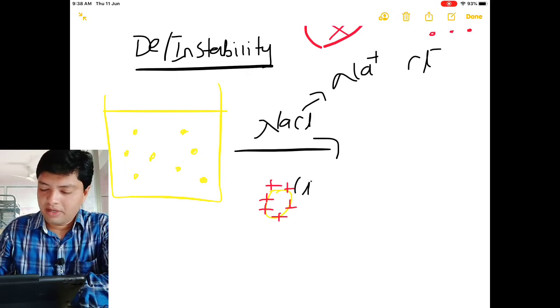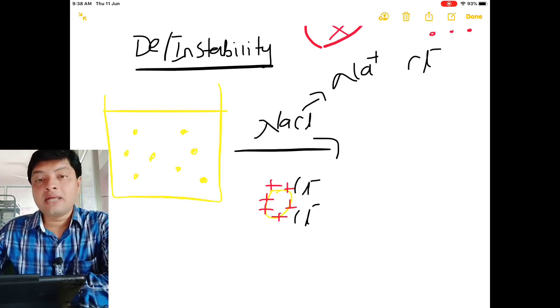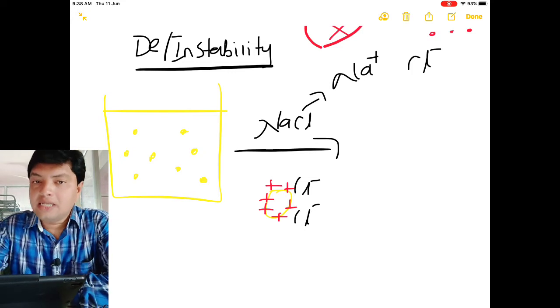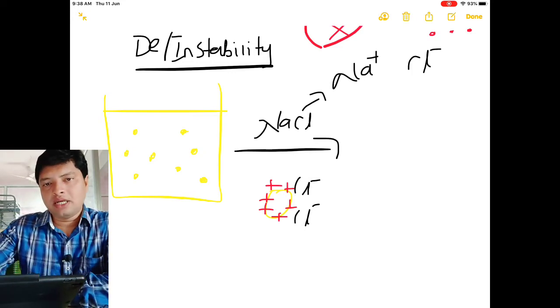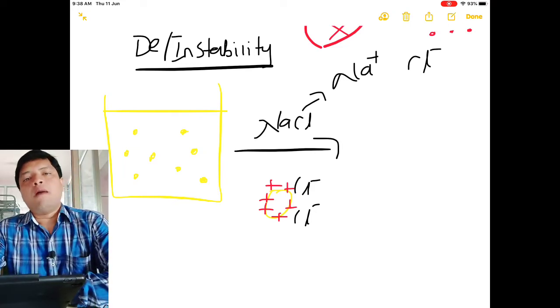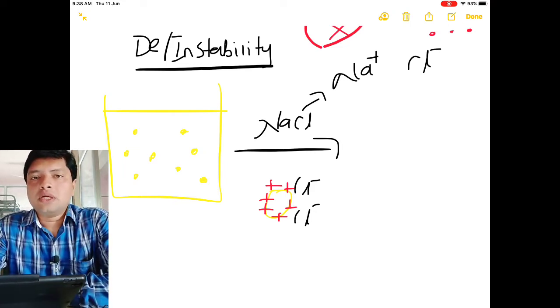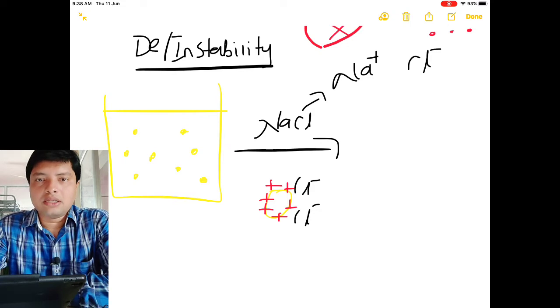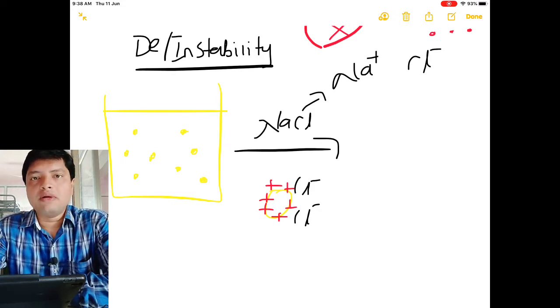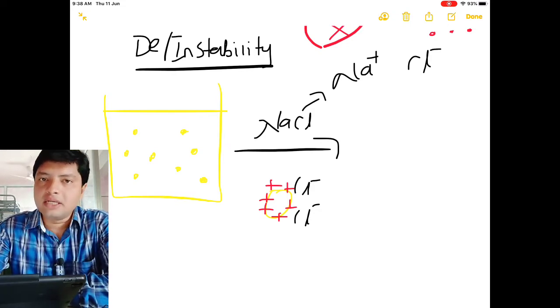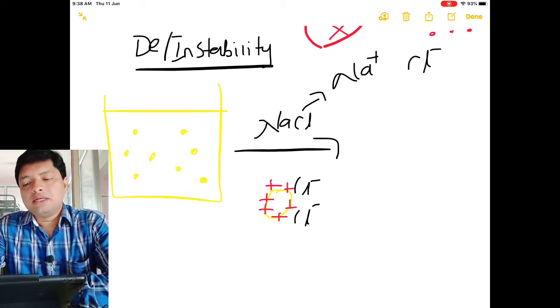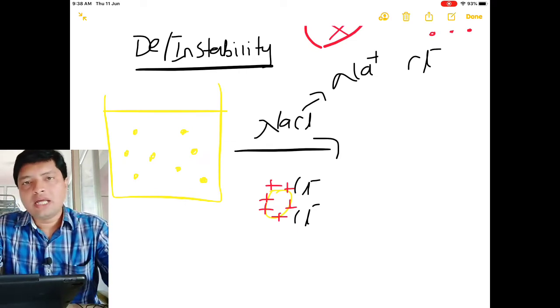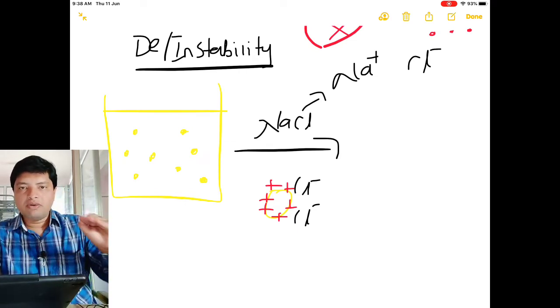Now the Cl minus will come near and try to neutralize or decrease the intensity of charge on the particle, because Cl minus is of opposite charge. When it comes near the positively charged colloid, in this case the gold colloid, positive and negative will form a neutral, so the intensity of charge will be decreased. Depending upon how much NaCl I am adding, the charge will be decreased.